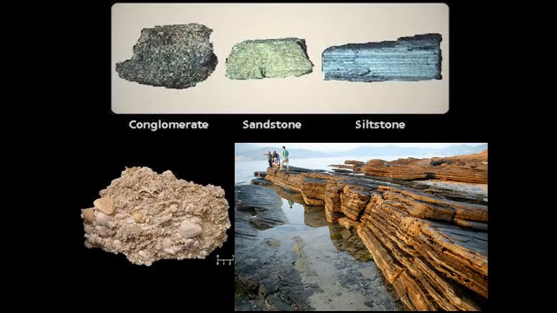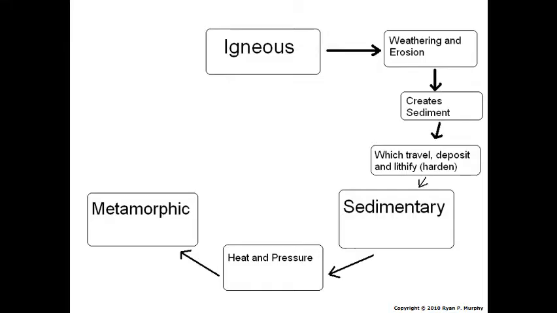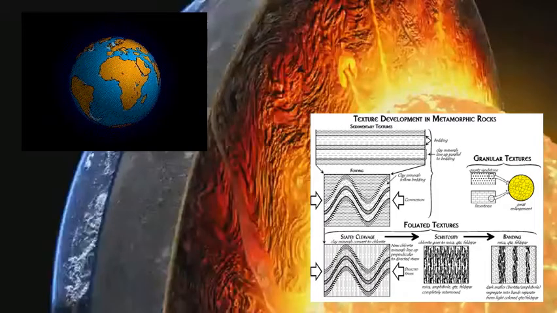So here's a few examples of different sedimentary rocks. These are what these guys look like. I'm just giving you a brief overview of this right now. We'll come back and go into these different types of rocks in more detail. All right. Next thing, we get heat and pressure. Heat and pressure is going to cause us to form metamorphic rocks. Well, how do we get that heat and pressure?